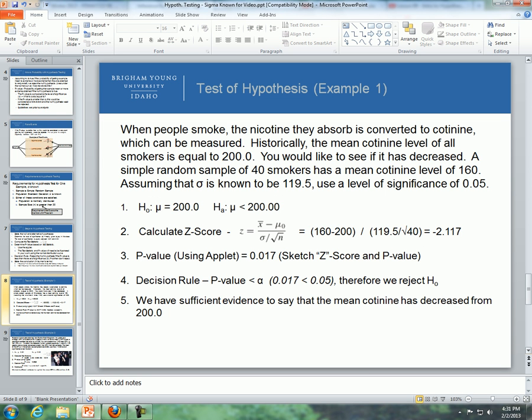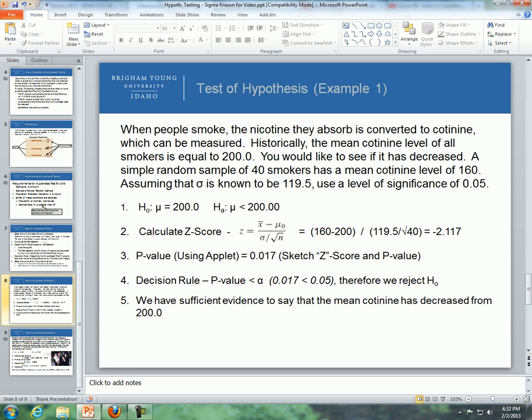When people smoke, the nicotine they absorb is converted into cotinine, which can be measured. Historically, the mean cotinine level of all smokers is equal to 200 micrograms per gram. You would like to see if it has decreased, so a simple random sample of 40 smokers has a mean cotinine level of 160. Assuming that the population standard deviation, or sigma, is known to be 119.5, use a level of significance of alpha equal to 0.05.